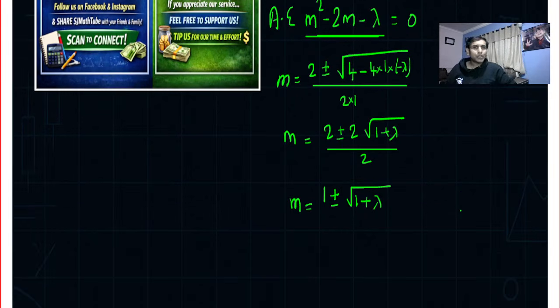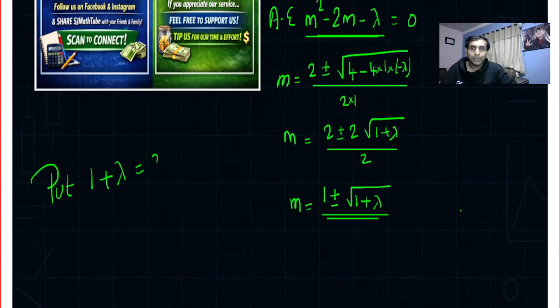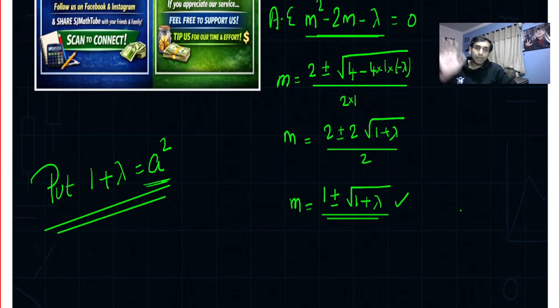Now look at this. If you want, you can keep it like this. But I hate this root under, it looks clumsy. So what I'm going to do is, I'm going to put 1 plus lambda equal to a square. Once more I'll repeat. If you want, you can keep it like this, no problem. But I want to escape from the square root, so I'm going to call it a square. Once more, this step is not compulsory. I'm doing it so that the answer looks beautiful. So I'll get m equal to 1 plus minus a. You understood, right? Because I put the quantity under the square root as a square.